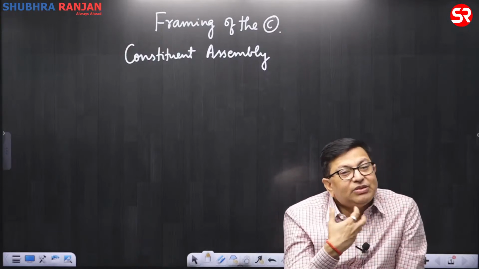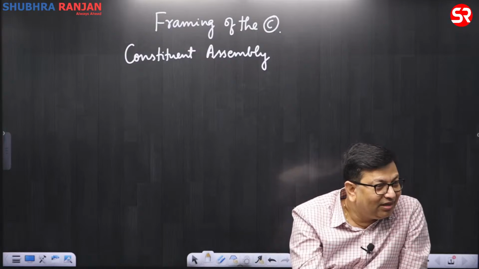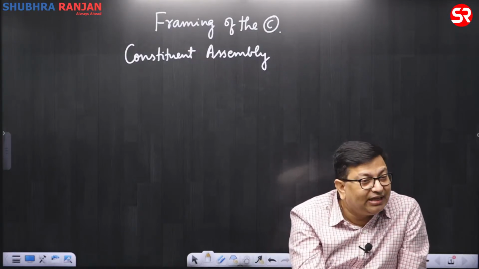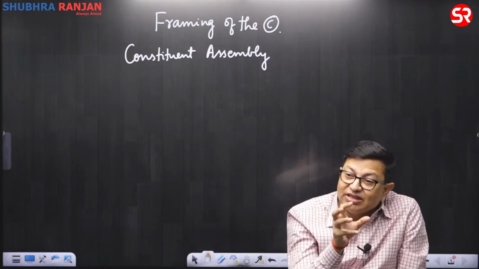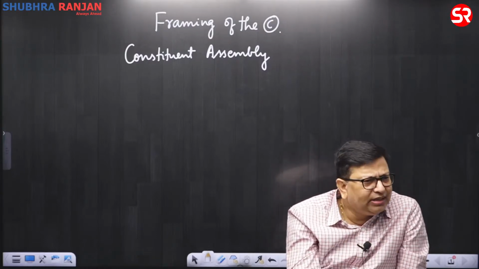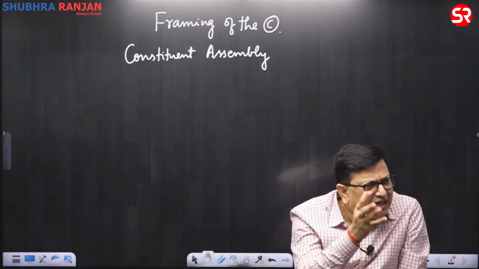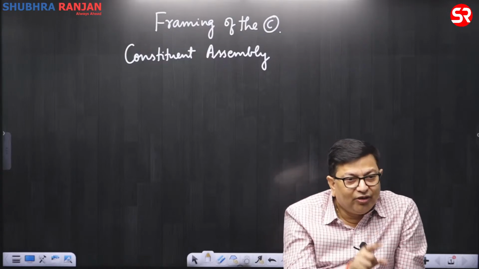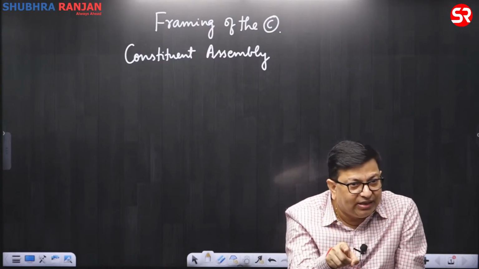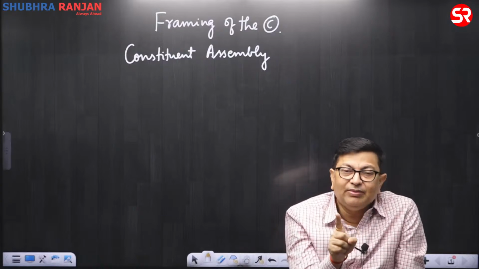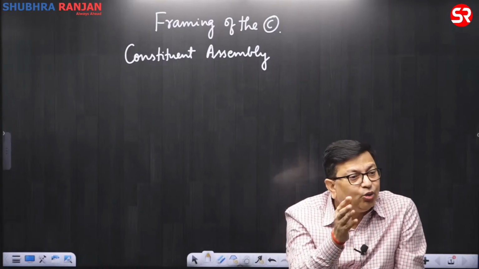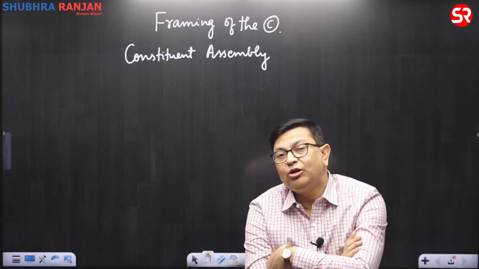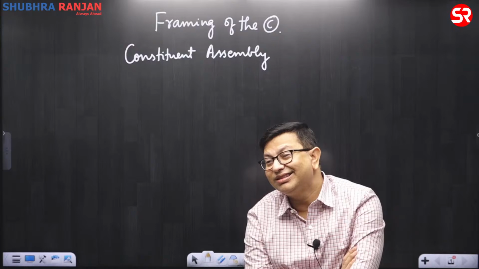The members used to speak their mind: why we are against this particular article or this part, and what changes we want here. So, there used to be deliberations for 3 hours, 4 hours. Now, you see the dedication of our constitution makers. For the whole day, they used to sit in the Constituent Assembly, and after the formal meeting was over, after 1 or 2 hours, they used to meet again and discuss again the aspect on which there was a lack of consensus.